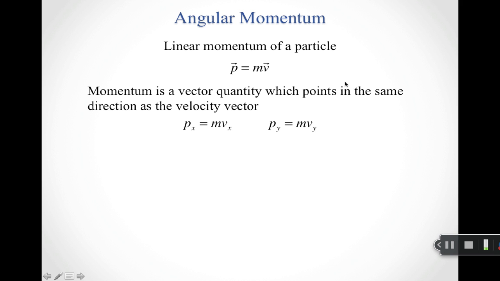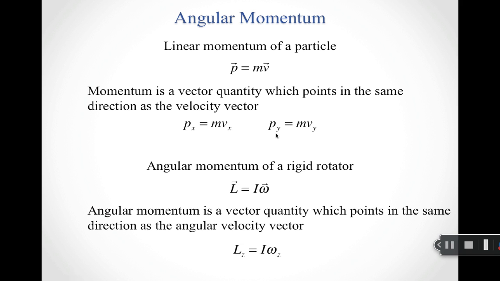For us, because we work mostly two-dimensional problems within introductory level physics, this means that we've got an equation for the x component and an equation for the y component. In both cases, we're going to break up the velocity vector into its x and y components, multiplied by mass, to get the x and y components of the momentum.